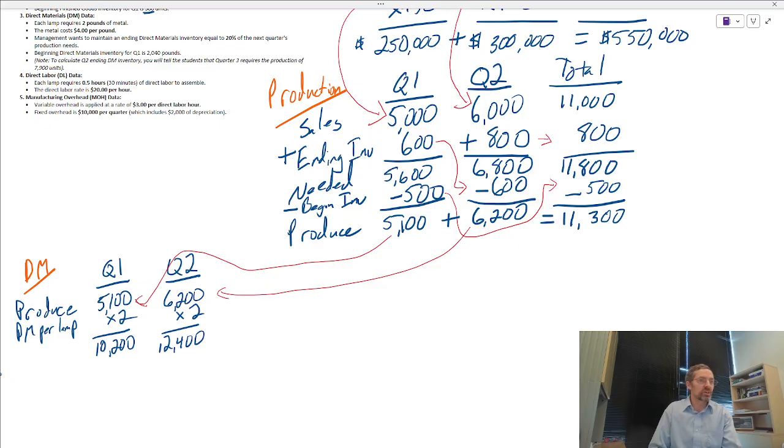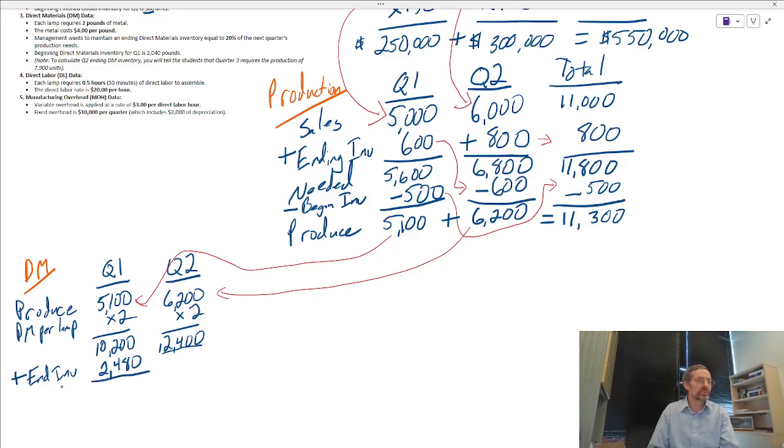All right, so at this point, it's going to look very similar to what we have with the production budget, where we say, all right, how much do we need in ending inventory? This is where management said we want to be a little bit more conservative. We want 20% of the next quarter's needs on hand at the end. All right, so we need 20% of the 12,400. So we're going to use 12,400 pounds of metal the next quarter. So we want 20% of that on hand at the end of the first quarter, which means 2,480.